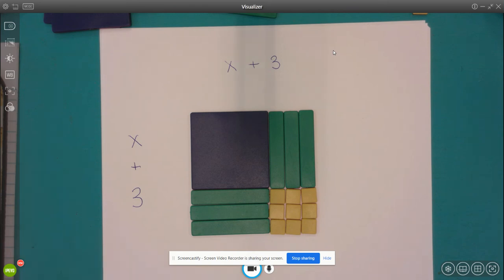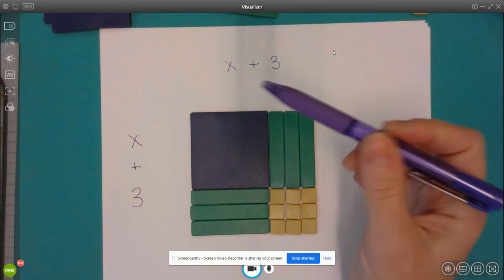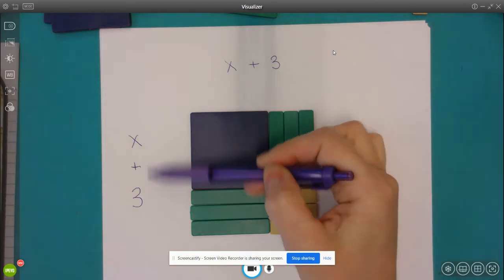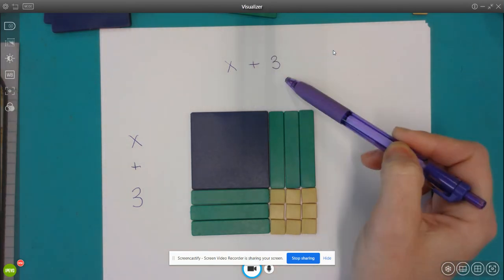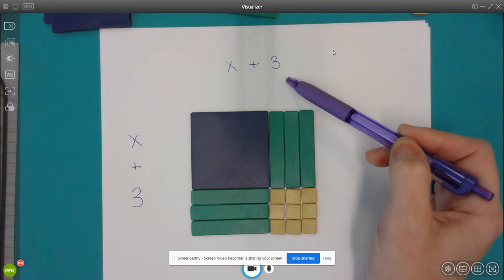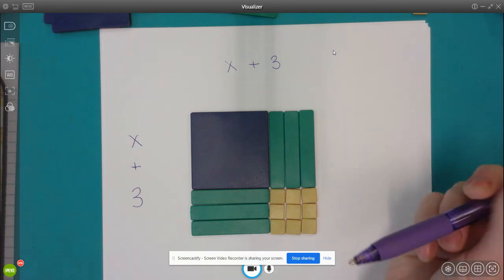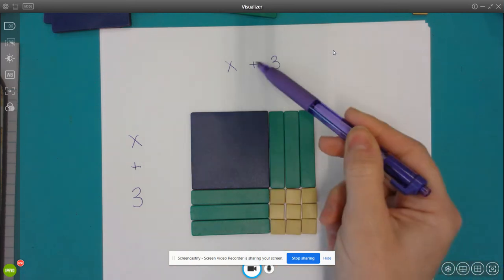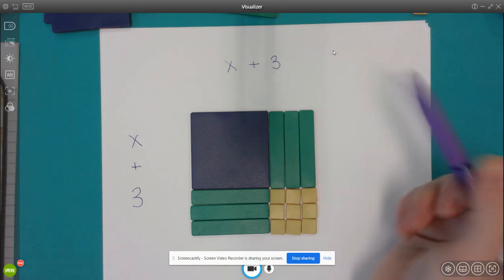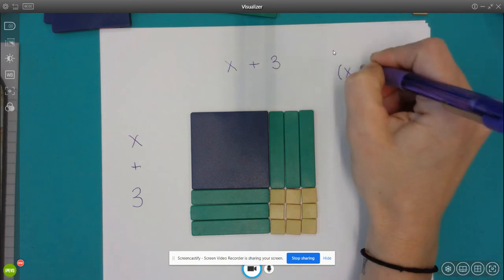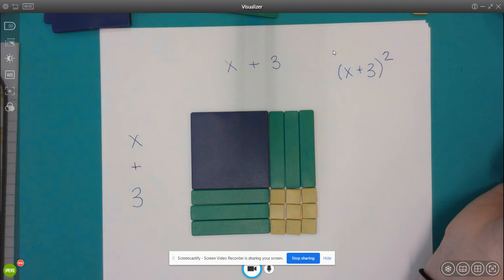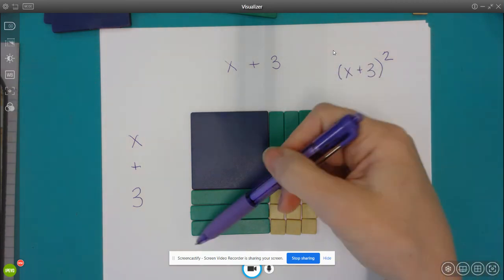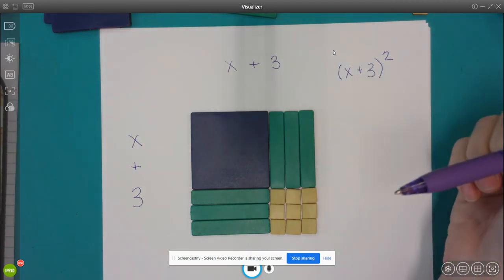So this would be one of the lengths of my square sides. This would be the other length of my square side. If you think back to Math 1, if I multiply these two pieces together, that would be x plus 3, the quantity squared. That's one way to represent the area inside of this square.